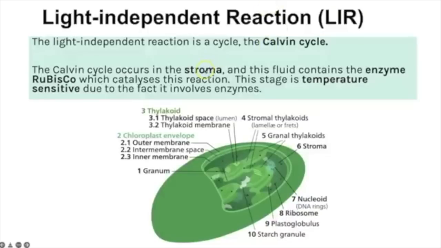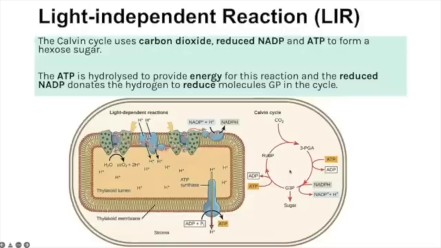This occurs in the stroma. It requires enzymes, and the enzyme Rubisco is the enzyme that you need to know. And because of that, this stage is temperature sensitive. But it doesn't require light energy for the Calvin cycle to occur. Now, the Calvin cycle uses carbon dioxide as well as the two products from the light-dependent reactions, and we create a hexose sugar. The ATP that is needed is hydrolyzed to provide energy for the reaction, and the reduced NADP is used to donate the hydrogen to reduce the molecule GP within the cycle.